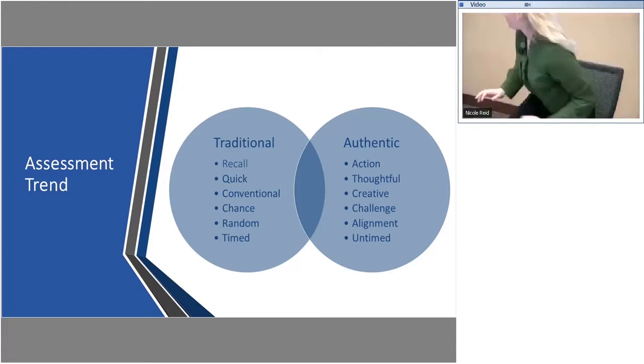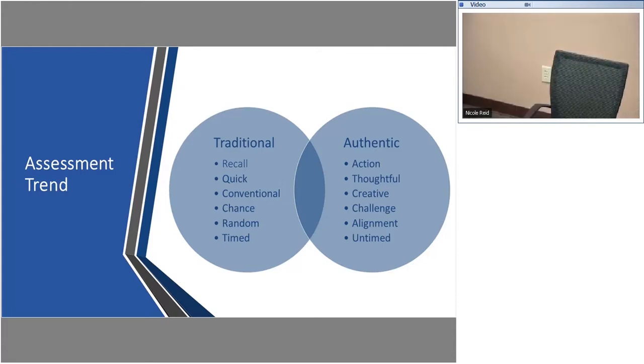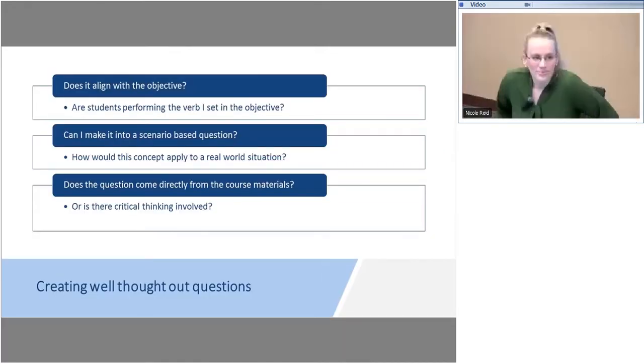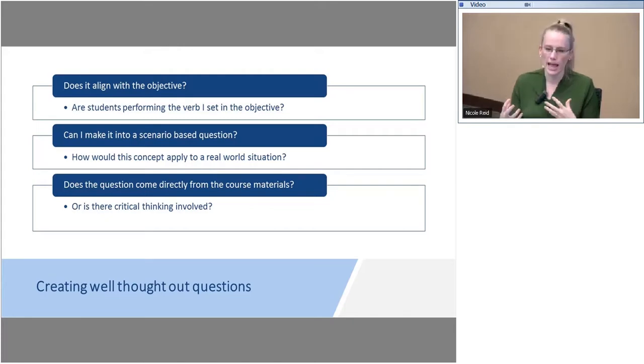So here are some questions to ask when we're creating assessments. Not from the publisher or from any materials, but when we're modifying OER materials or something like that, we want to make sure that the assessments are still aligning with the content that we're presenting. So the first question to always ask yourself is, does it align? Am I doing this for a purpose? And then the sub-question to that is, are students performing the verb I set in the objective?